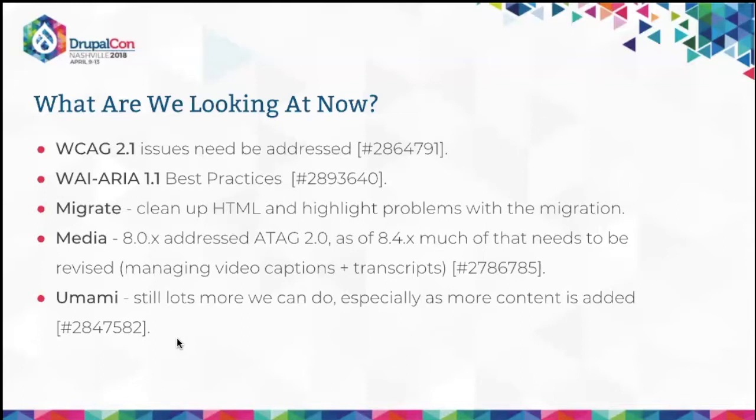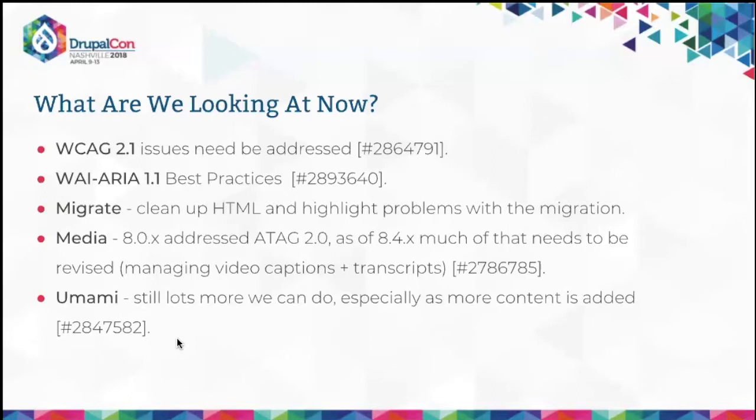The same thing with the ARIA 1.1 best practices. Those have been out already for a while, and minor changes happen, but there's a lot we can still do with that. Migrate specifically, this is a kind of a cool one. I like this idea. So what this is, when you migrate from like Drupal 6 to Drupal 7, Drupal 7 to Drupal 8, in theory, Drupal 8 to Drupal 9, we want to have a system in place or integrated into the migrate system already, integrating accessibility into the migrate system.